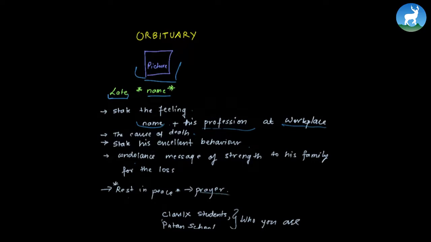Then you get a condolence message of strength to his family for the loss by saying that may his family have the strength to bear this loss, like that. And then you just pray to God for his soul to rest in peace. This is a simple prayer. Then you finally write who you are. Who's the person who's publishing this obituary?